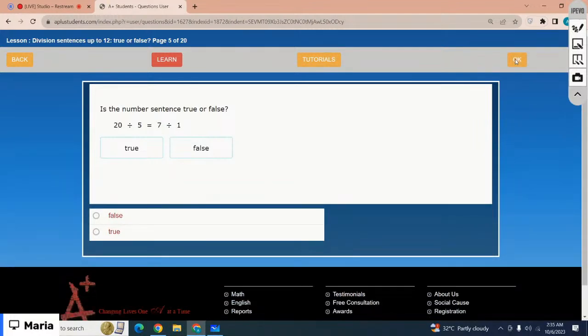Okay, 20 divided by 5 and 7 divided by 1. Is it true or false? Which option is the correct one? 20 divided by 5 is 4 and 7 divided by 1 is 7, right? So that would be false. The correct option is false.